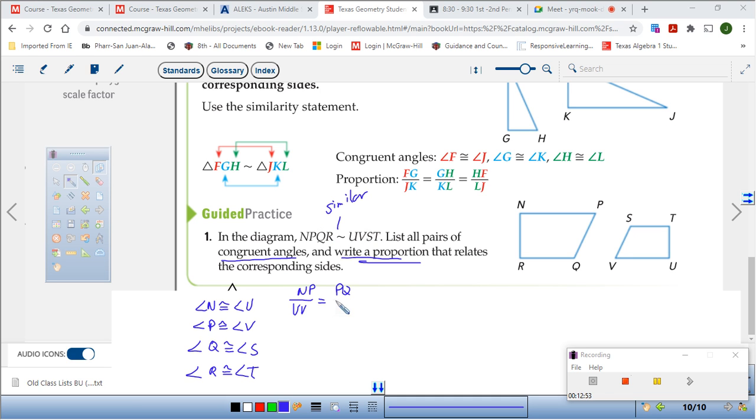PQ corresponds to VS. QR corresponds to ST. Now that's almost it. Now let me go from the last vertex to the first one, I guess. RN goes to the last one to the first. TU. So that's from this statement here, it says a lot.